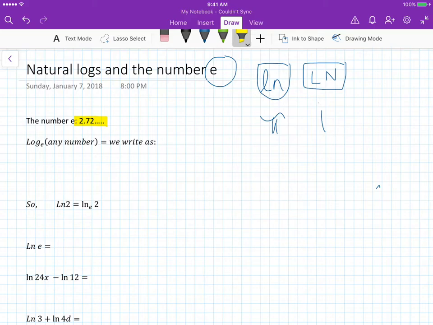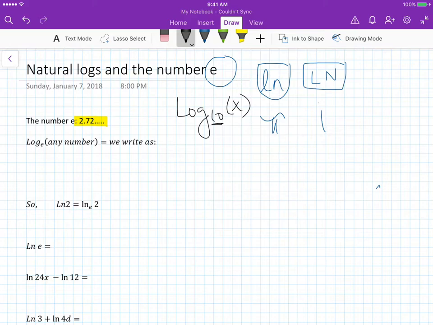The reason that e exists is because it's helpful for us when we use logs if e is the specific base. Normally we're used to log base 10 of something. And we also know that if it's not 10 and it's something else, we know how to get rid of it and change it back to log base 10. And log base 10 is the common log.